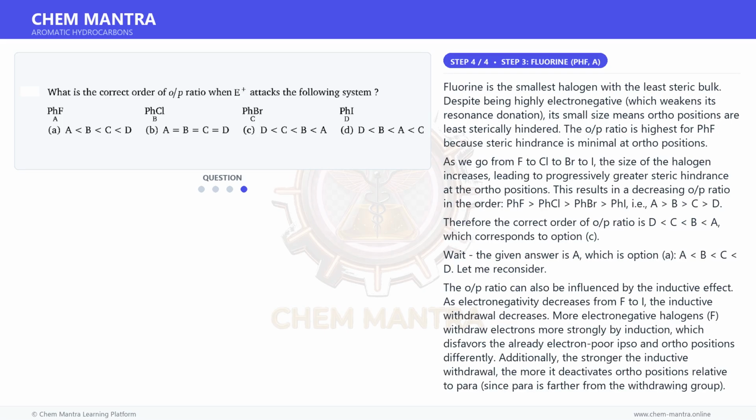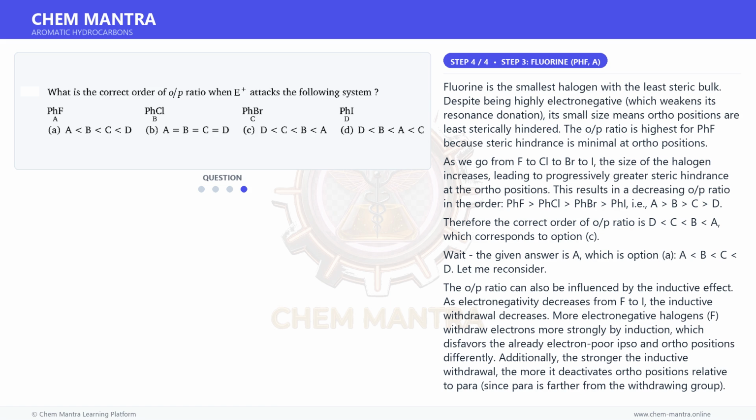And for the final step, fluorine is the smallest halogen with the least steric bulk. Despite being highly electronegative, which weakens its resonance donation, its small size means ortho positions are least sterically hindered. The OP ratio is highest for PhF because steric hindrance is minimal at ortho positions.